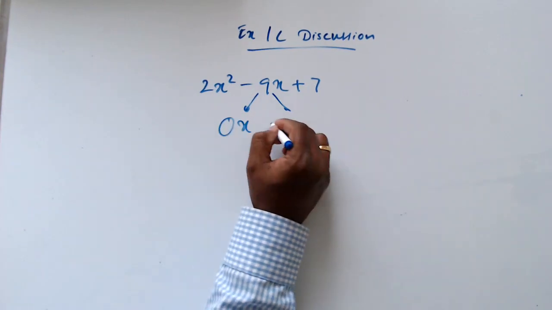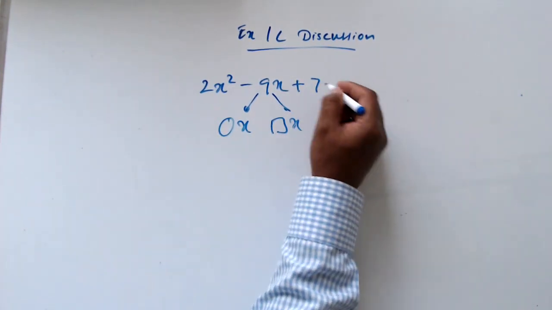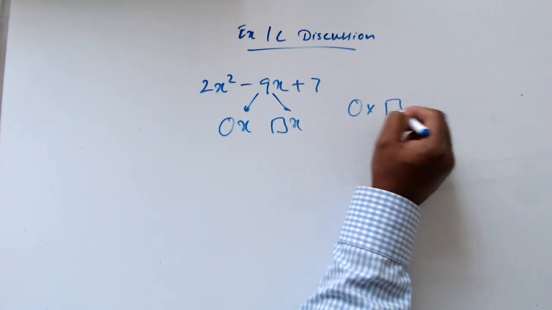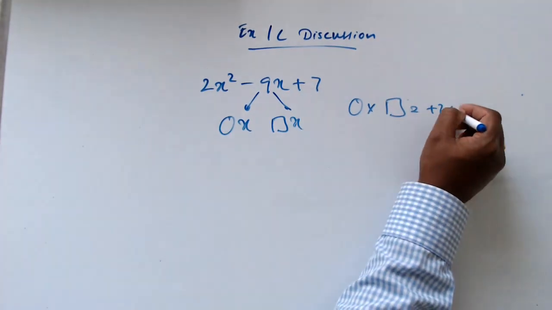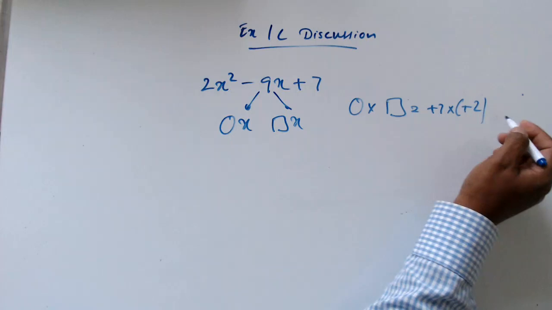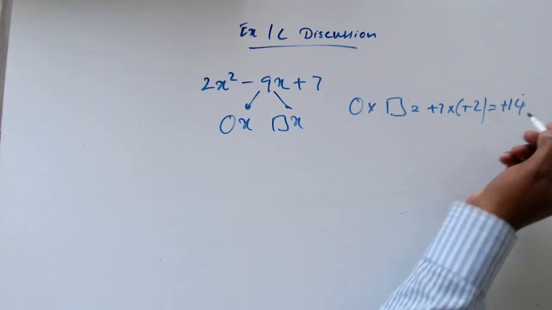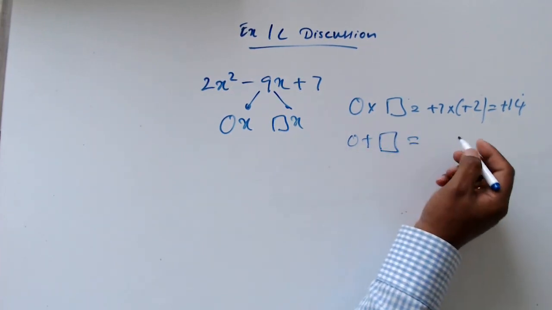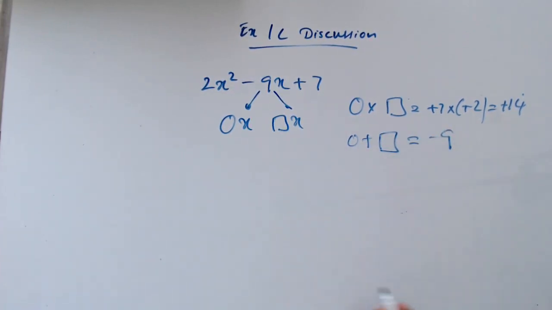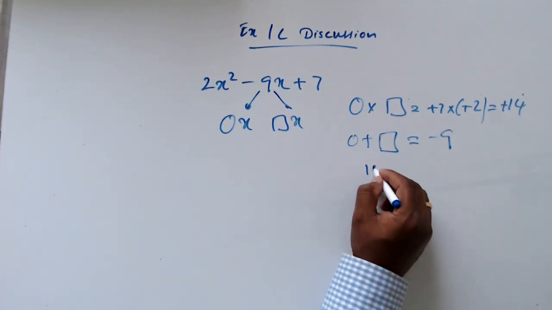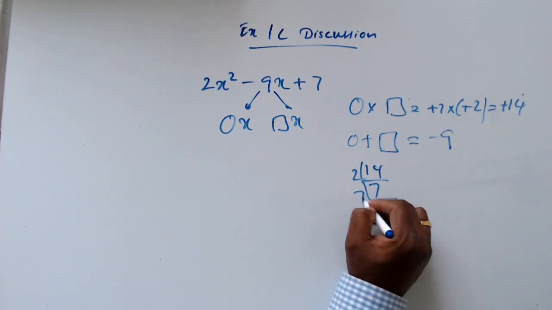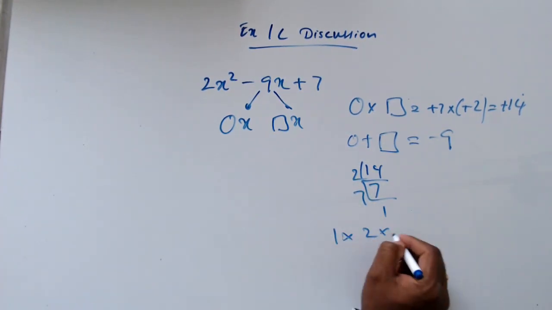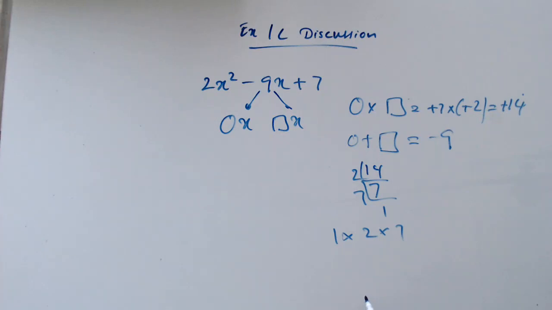One is... right. So then when you multiply those two together, you need to have plus 7 times my plus 2, which is plus 14. And when you add those two together, you should get minus 9. So what are the options you have? 14 we are dividing: 2, 7, 7, 1. So 1 times 14, 2 times 7. So I can see 2 and 7.